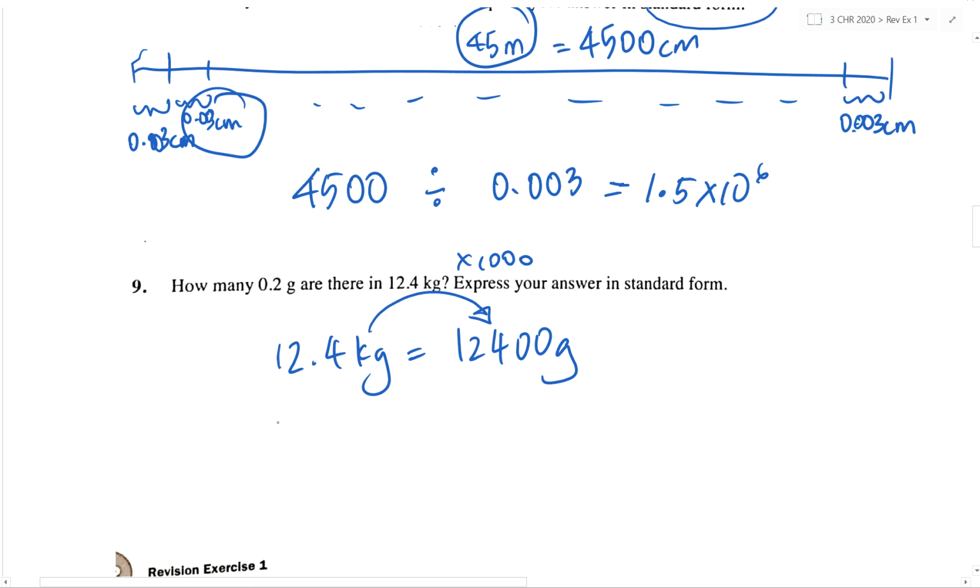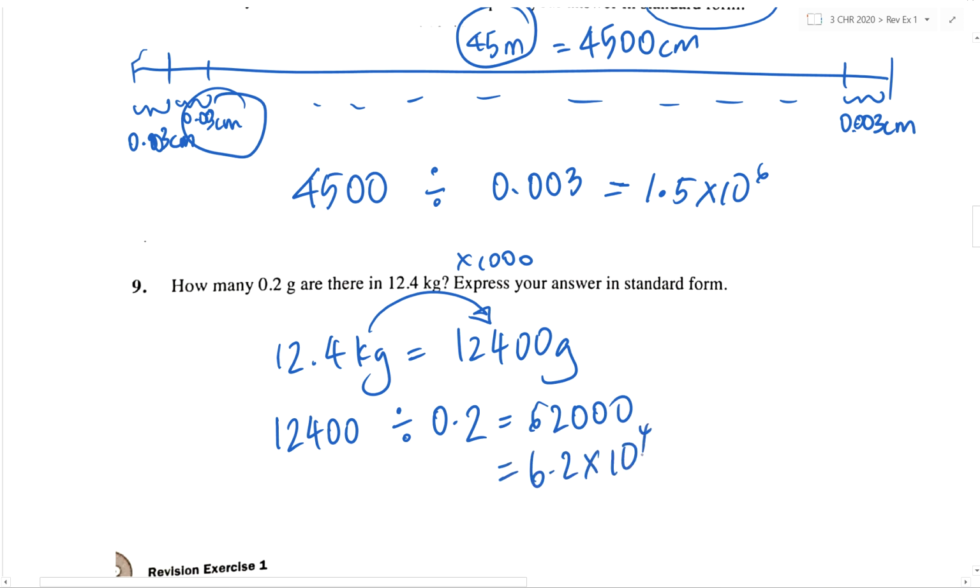Now we need to divide 12400 divided by 0.2. 62,000, which is 6.2 times 10 to the power of 4, and that's our answer.